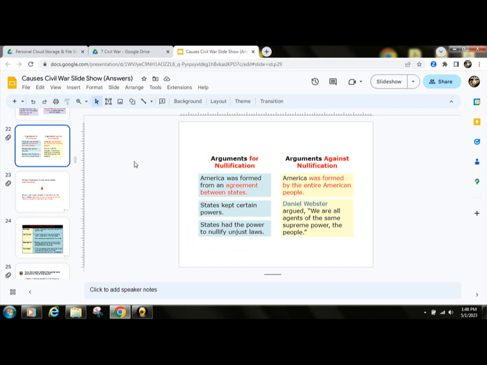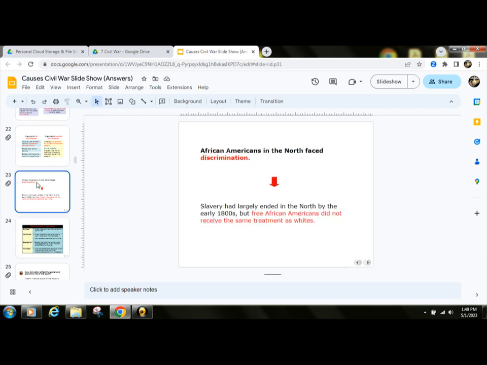Again, arguments for nullification, that means to cancel a federal law. The arguments stated that America was formed from an agreement between the states. States kept certain powers, and states could thus nullify an unjust law. Arguments against nullification said that America was formed by the entire American people. Daniel Webster argued that we are all agents of the same supreme power, the people. So I want you to think about this for a second, because ultimately, when the South secedes and pulls back from the United States, this would be a reason. This very slide right here.